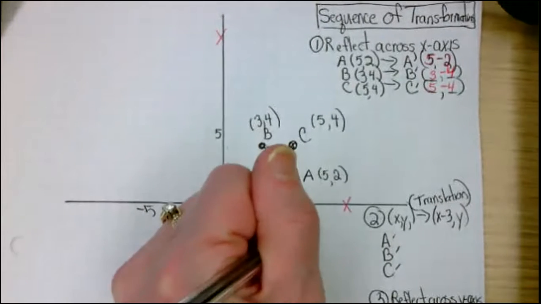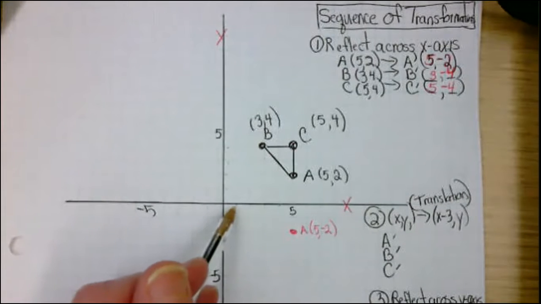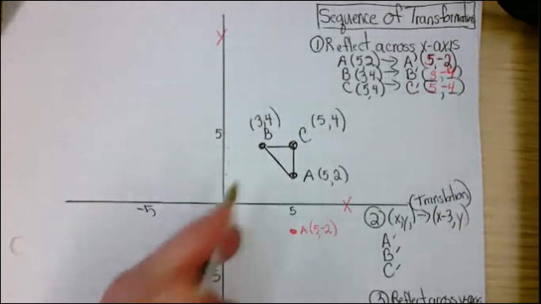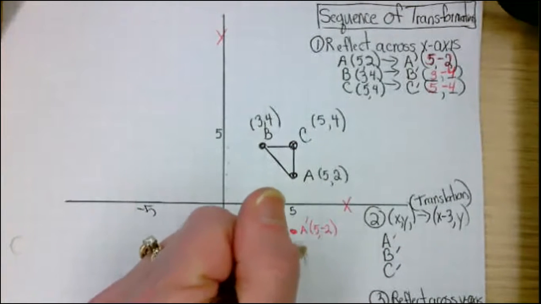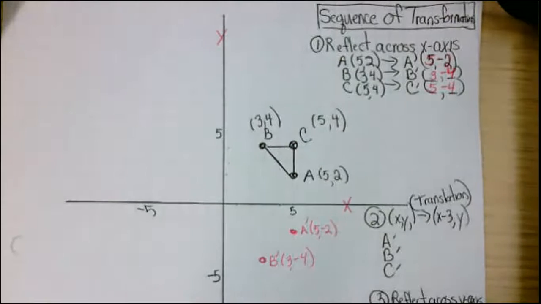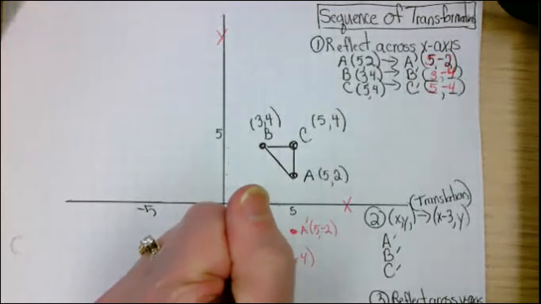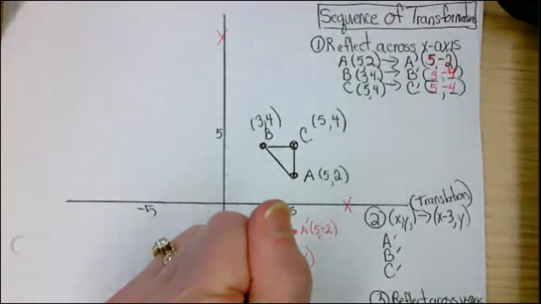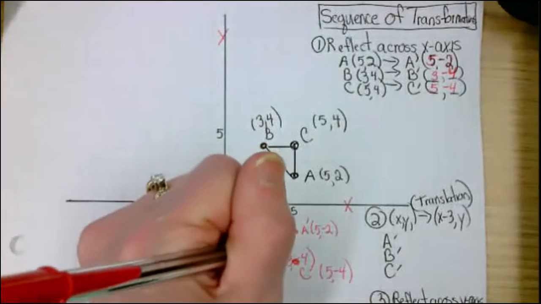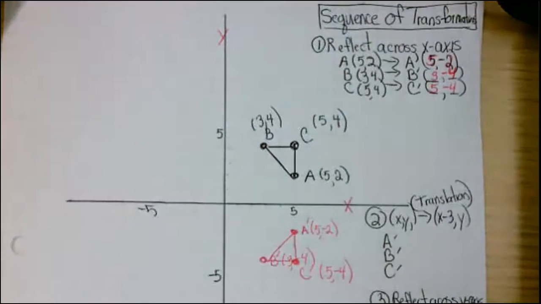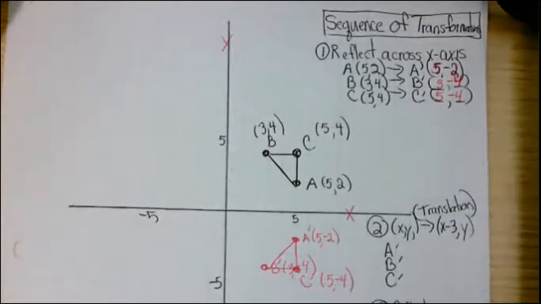(3, -4). And I'm going to write the coordinates here, important: (3, -4). This is B prime. C was (5, 4). It's now (5, -4). So that's C prime, and that is (5, -4). So this is a reflection across the x-axis. It took a flip, went from here to there, and that should look like that to you.